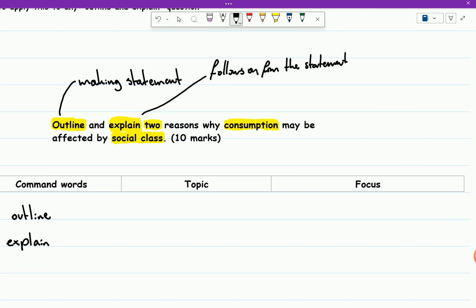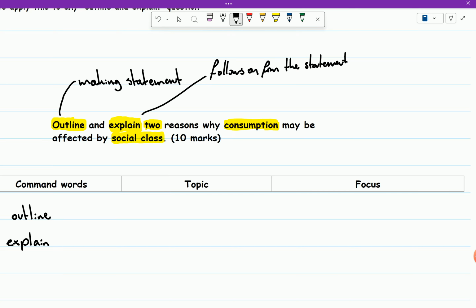I hope that makes sense. Again, please let me know if it doesn't. Consumption in this question, there are differences in consumption because of social class. But the other thing to keep in mind is social class in this question could be changed for any other variable, such as gender, age, or ethnicity. There's lots of other categories that you could have put in exchange of social class, and consumption could have remained the same. Okay? So, consumption is the topic, because we are looking at consumption.